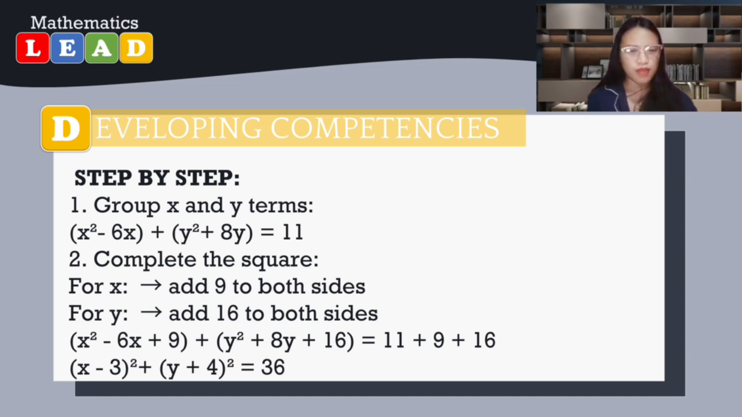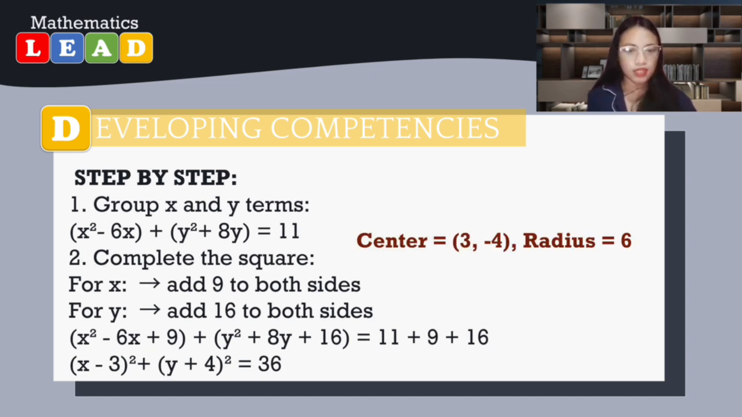Remember, this matches our standard form, so h is equal to 3 and k is negative 4, which means the center is 3 and negative 4. The right side is 36, so r squared is equal to 36, and the radius is 6.